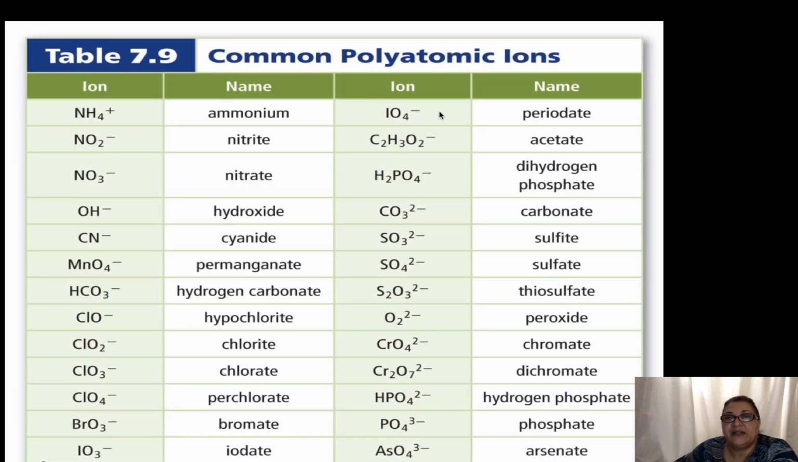This is a polyatomic table that you have to be a little bit familiar with. Like ammonium, for example, it's NH4 plus. Nitrate and nitrite: the ate has one extra oxygen. And hydroxide, you just have to remember. Acetate, you have to remember the way it is.